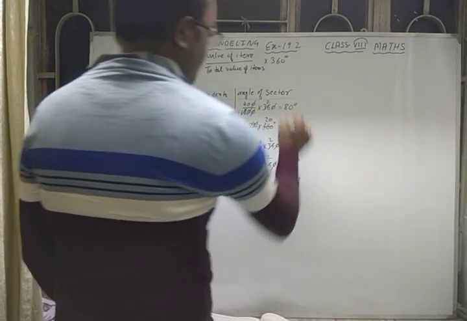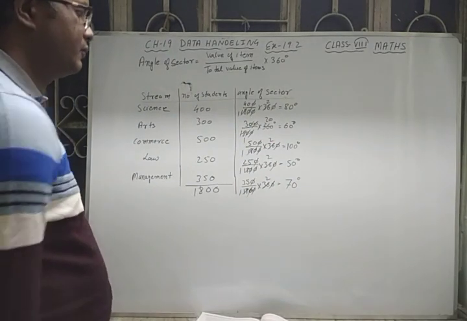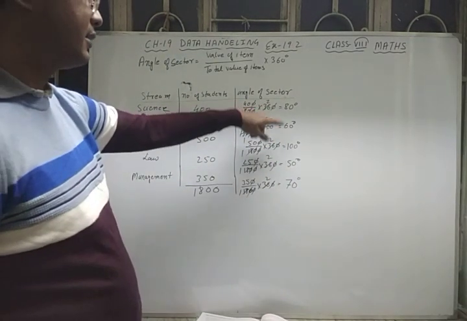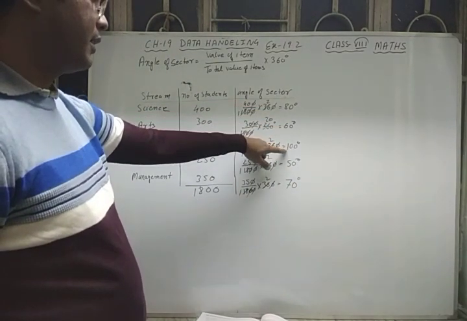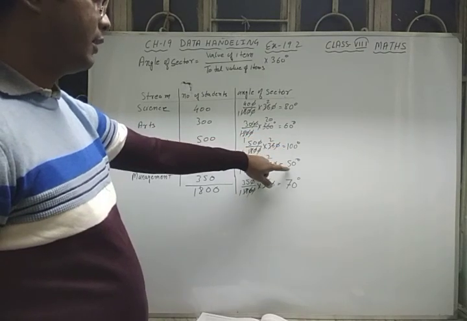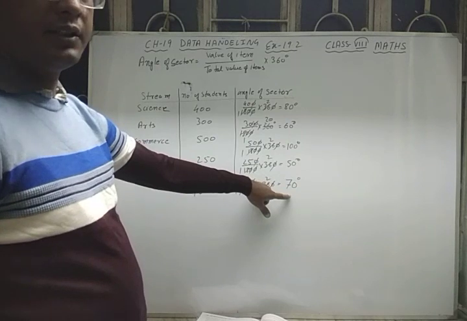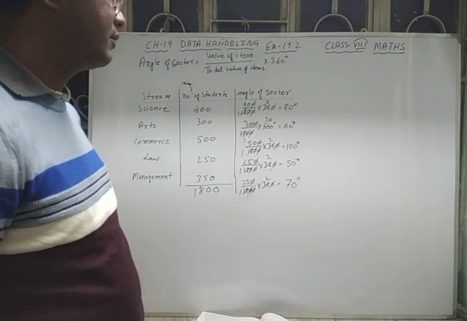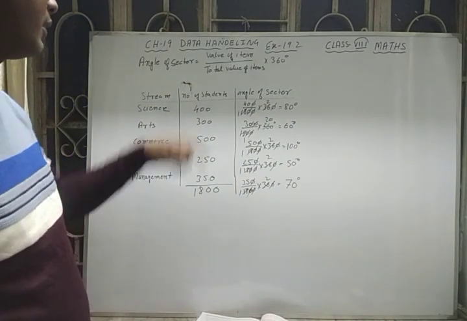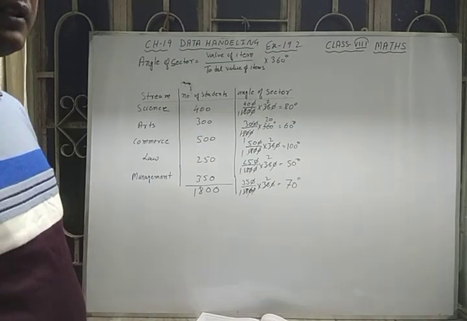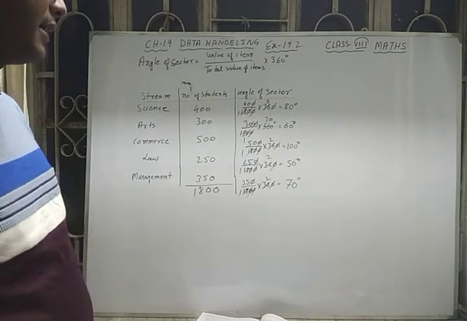Now you check if the sum of these degrees becomes 360 or not. 80 plus 60 is 140, plus 100 is 240, 240 plus 50 is 290, 290 plus 70 is 360. So the sum of this is 360 degree. So we have got all the angles of the sectors that we have to draw in a pie chart.